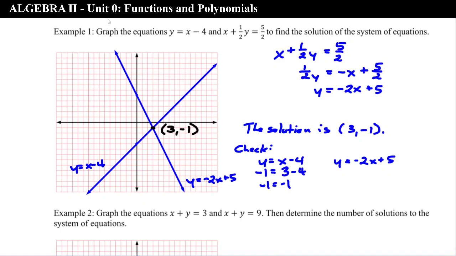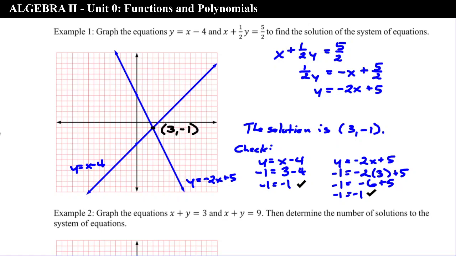So over on this side, we're good. Okay? How about on the other equation? Well, y is negative 1, our x is 3. So negative 2 times 3 is negative 6, plus 5 would give us negative 1. And again, yes, negative 1 times negative 1 is indeed a true statement. So we have a check here as well. So we are good.